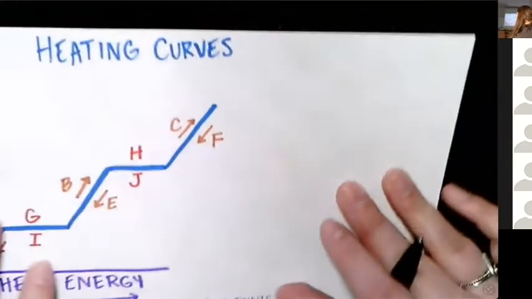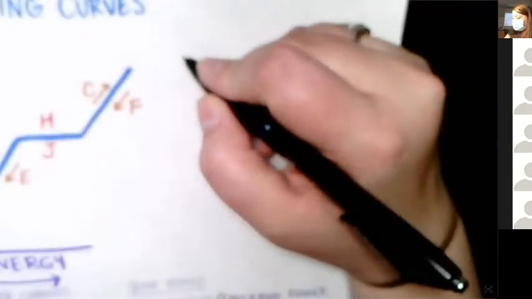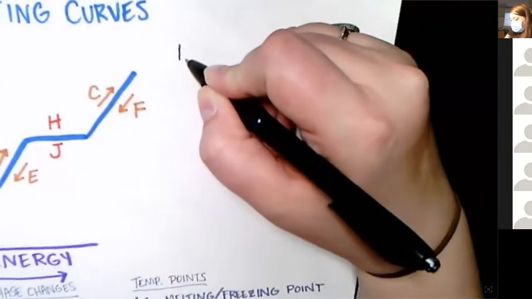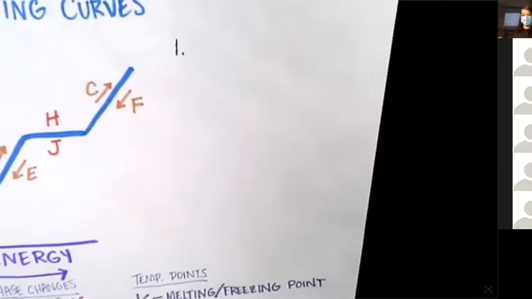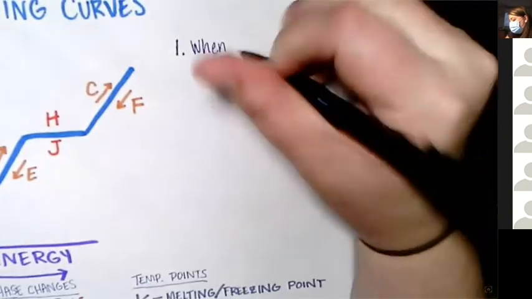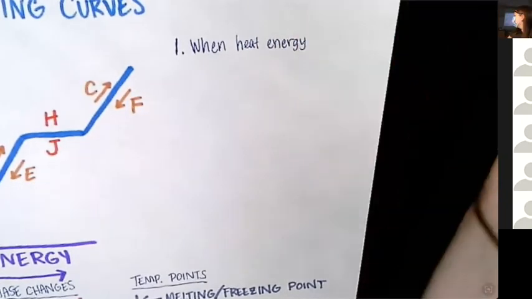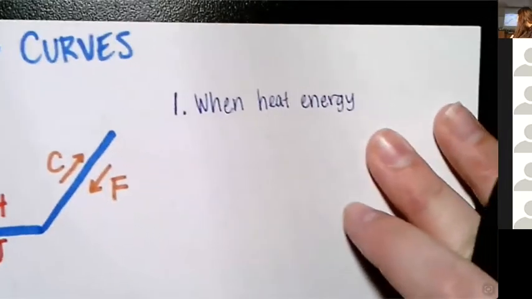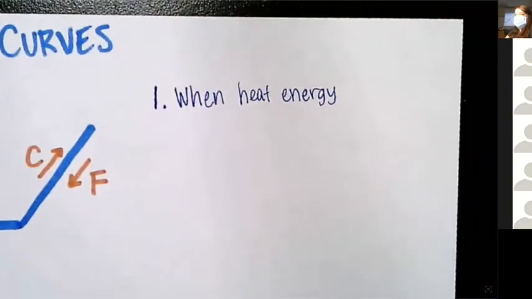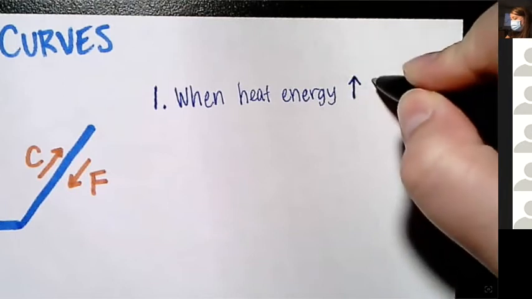All right, so we are up here in our little set next to the graph. So here's the first thing we're gonna put. Okay, here's our little notes about the heating curve. When heat energy, make sure you write the word energy. When heat energy increases, or if you are trying not to write the word increases a bunch, you can go with an arrow up, okay?